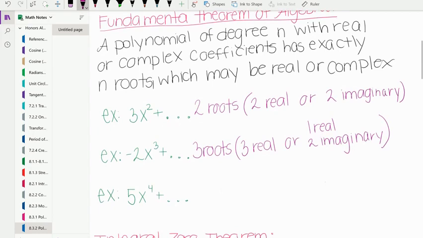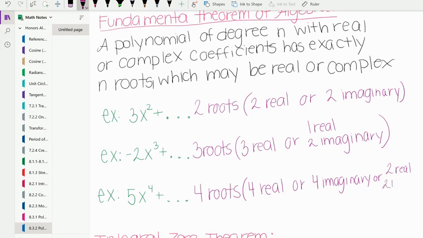And lastly, we have 5x to the 4th. So this would have 4 roots. So the options are that it could have 4 real, it could have 4 imaginary, and lastly, it could have 2 real and 2 imaginary. So it can't have 1 real and 3 imaginary, or 3 real and 1 imaginary. So those are the only options.